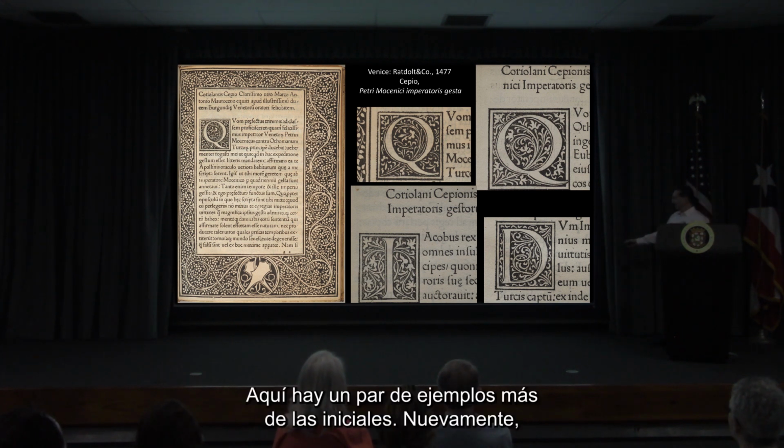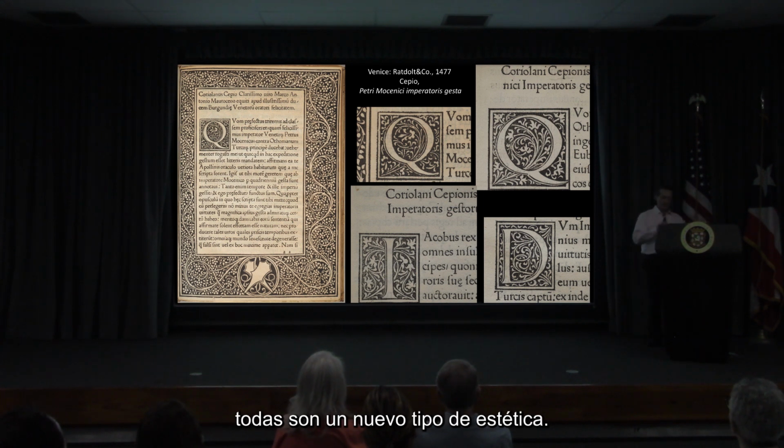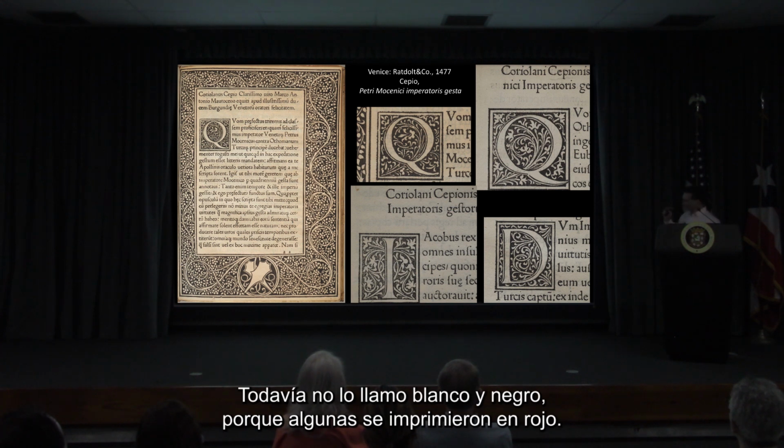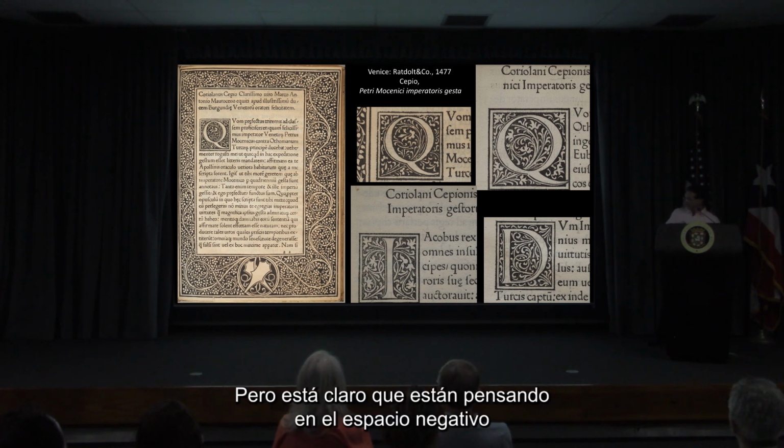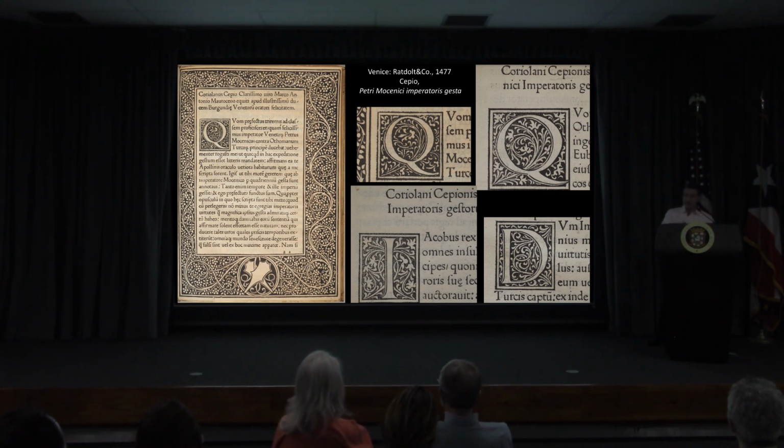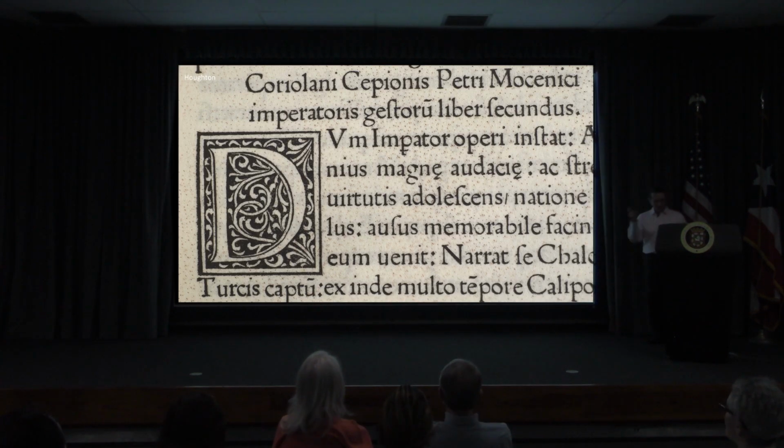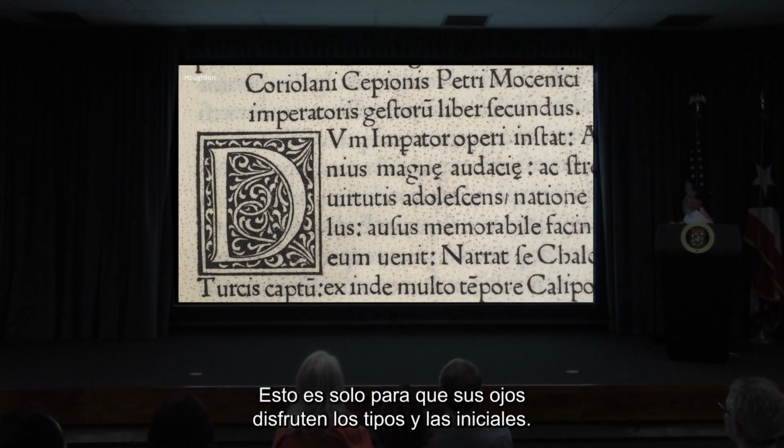And here are a couple more examples of the initials. Again, they are all a new type of aesthetics here. I'm still not calling it black and white because some of these, in fact, were printed in red. But clearly they are thinking about negative space and the potential of negative space. Here is just for your eyes to enjoy the types and the initials.